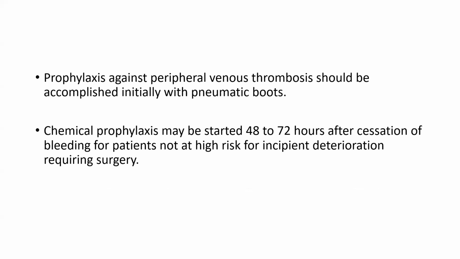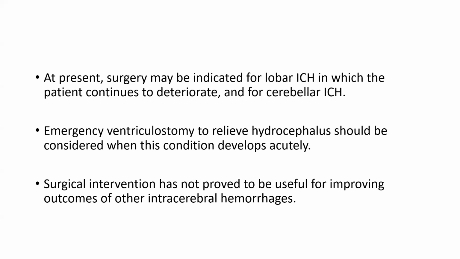Prophylaxis against peripheral venous thrombosis should be accomplished initially with pneumatic boots. Chemical prophylaxis may be started 48 to 72 hours after cessation of bleeding for patients not at high risk of incipient deterioration requiring surgery. At present, surgery may be indicated for lobar ICH in which the patient continues to deteriorate and for cerebellar ICH. Emergent ventriculostomy to relieve hydrocephalus should be considered when this condition develops acutely.